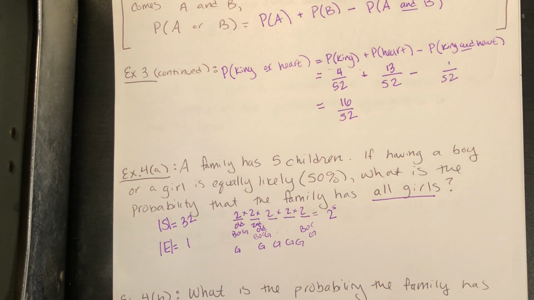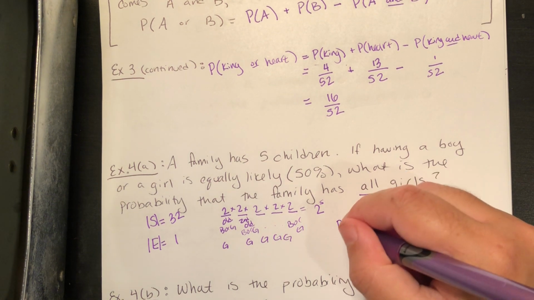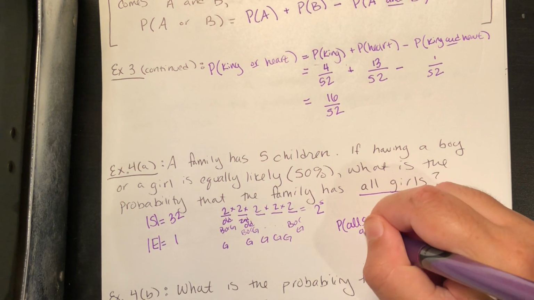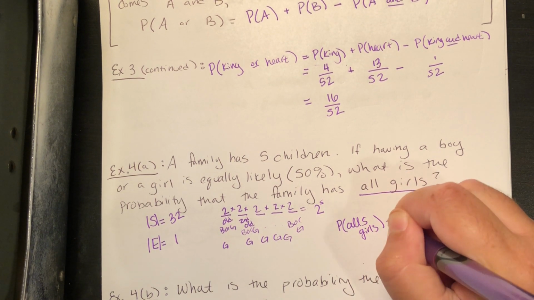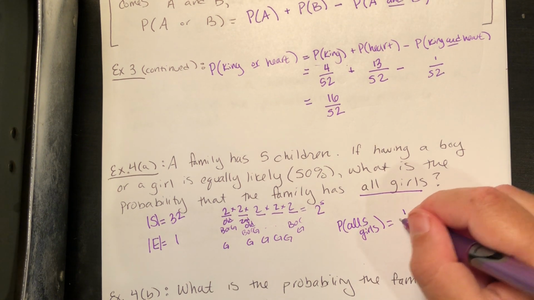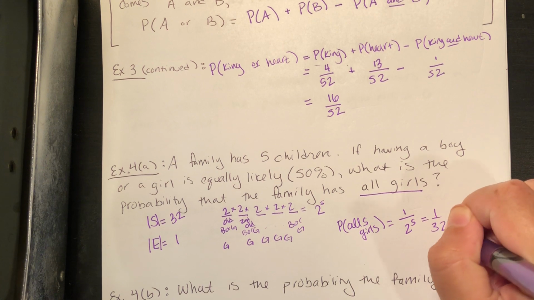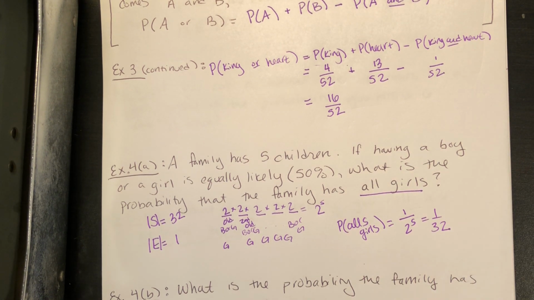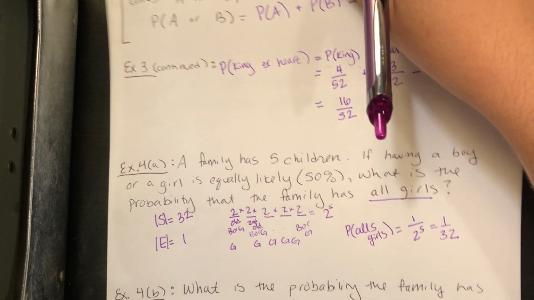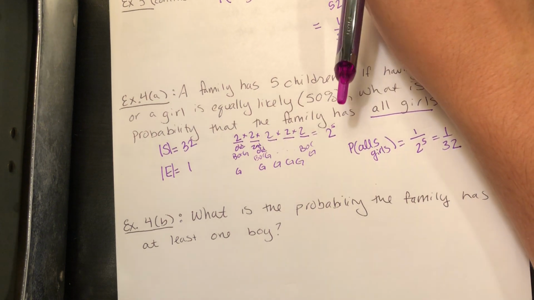So only one possible option here is an allowable outcome. And so the probability of having all 5 girls would be 1 over 2 to the 5th power, or 1 in 32 chance. All right, what's the probability that the family has at least one boy?